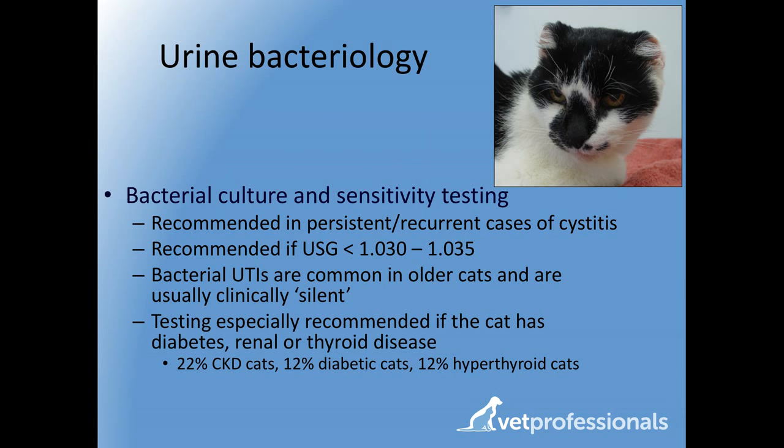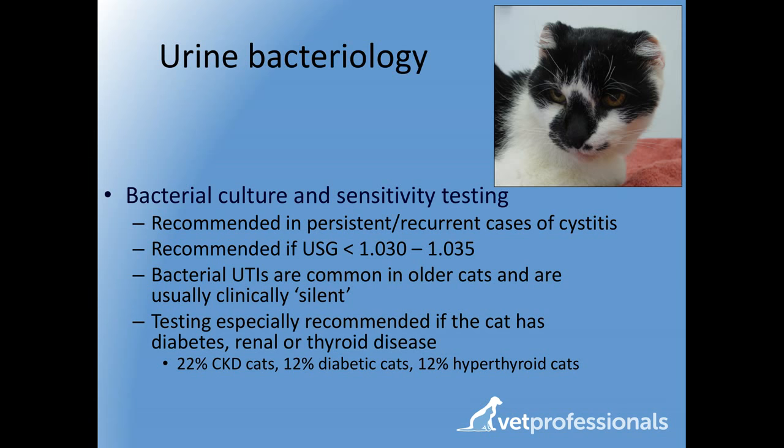I would certainly encourage you to do bacteriology in your cats if you have persistent or recurrent lower urinary tract signs. In particular, also if the urine specific gravity is reduced, because that urine is, I think, more easily colonized, more likely to be positive for a bacterial infection. And in your older cats, because as we said at the beginning, bacterial UTIs are much higher up the list of causes of lower urinary tract signs in cats over the age of 10, and especially in cats that have other underlying medical problems such as diabetes mellitus, chronic kidney disease or hypothyroidism.